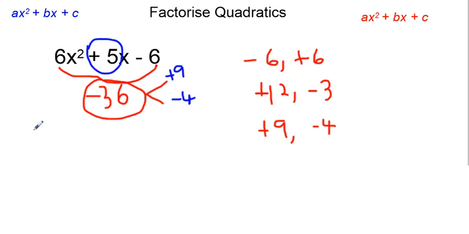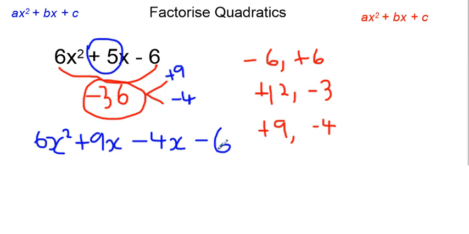Okay, let's rewrite the expression. 6x squared plus, we're going to use our 9, plus 9x, and our 4, minus 4x, and then the minus 6 comes down. Now we have our mini brackets in so that we can factorize like this.